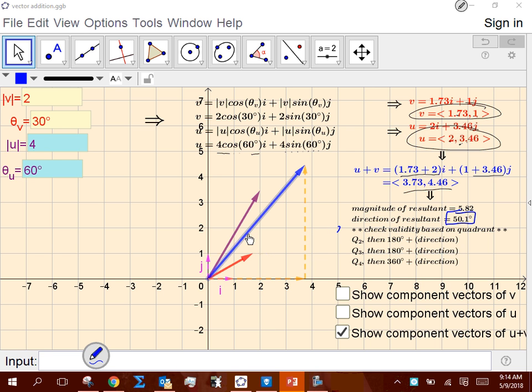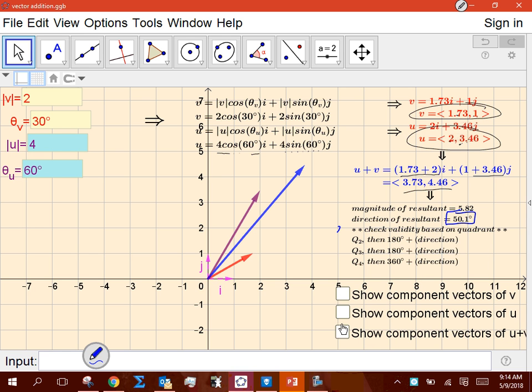But what I want to show you as we look at these things, I've got the component vectors of V and U being able to be put in there. So there's the component vectors of V. Here are the component vectors of U. I know it's kind of hard to see. I just didn't have any better color choices.